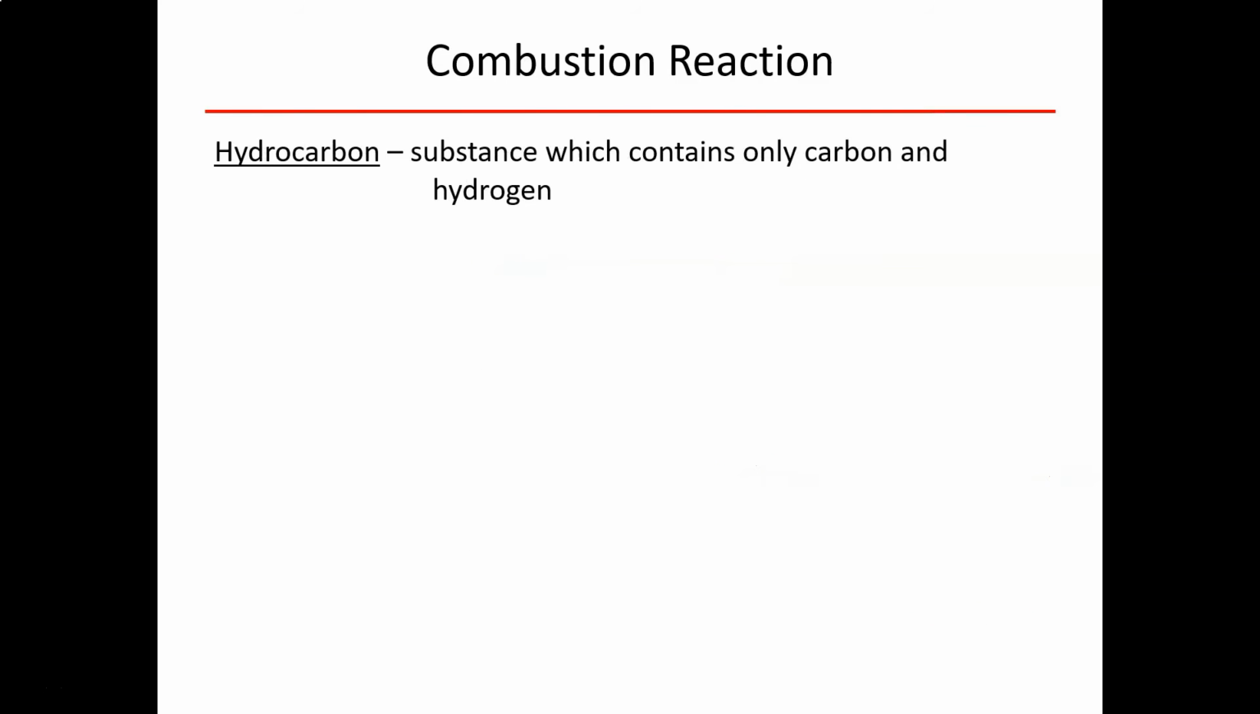Okay. Now, generally when we're talking about combustion, we're going to be looking at the combustion of a hydrocarbon, which is a substance that contains only carbon and hydrogen. When we look at this combustion, we have two types. Okay? But some examples of hydrocarbons would be our methane, our propane, our octane. Methane used if you have a gas stove in your house, propane used if you have a propane barbecue, octane used in a car.